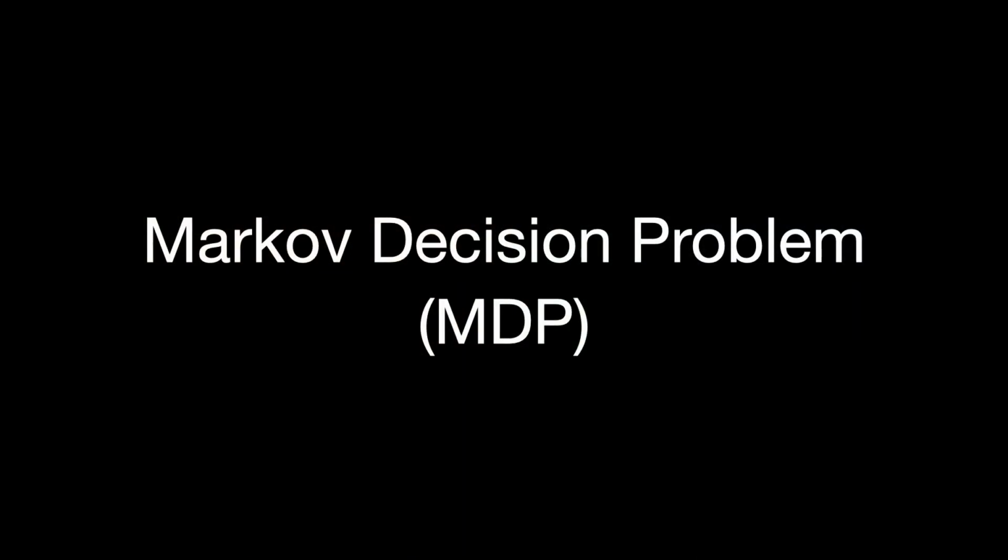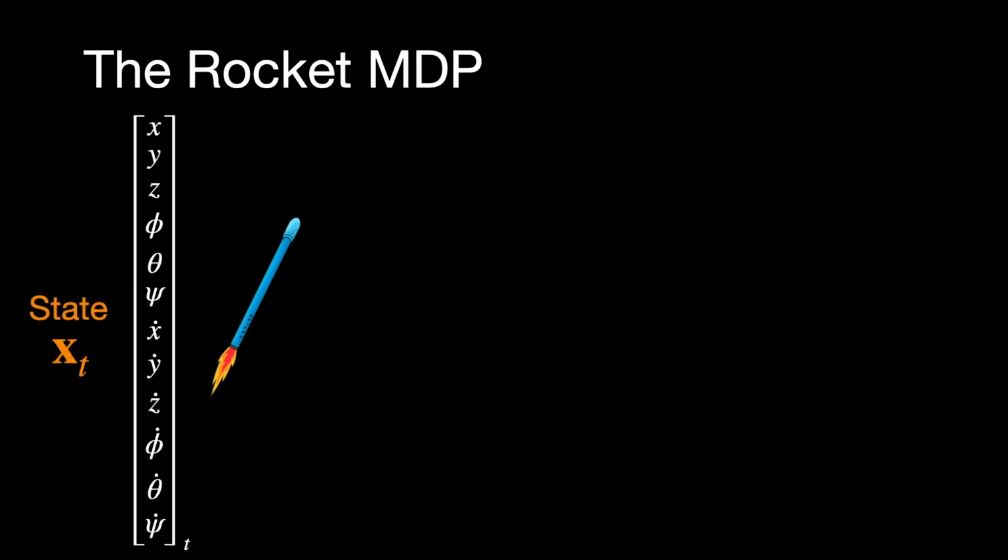A powerful framework for doing this is a Markov decision problem. Let's say we wanted to model a rocket. First, we need to define its state. State is a compact representation of everything you need to know to predict motions of the future. These include the 3D positions and velocities, as well as the 3D rotations and velocities.